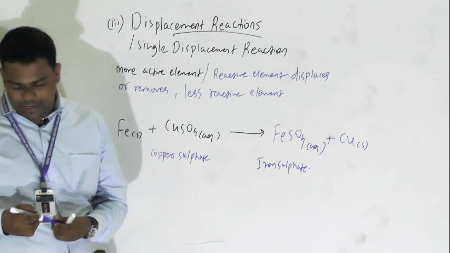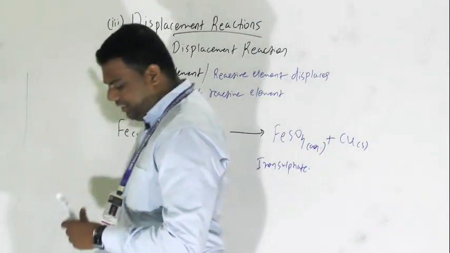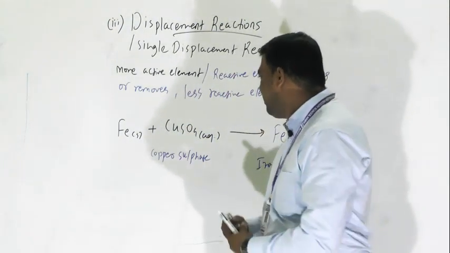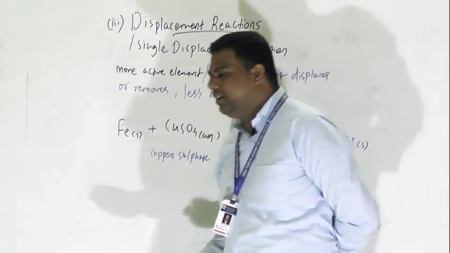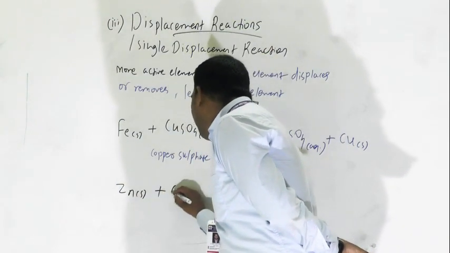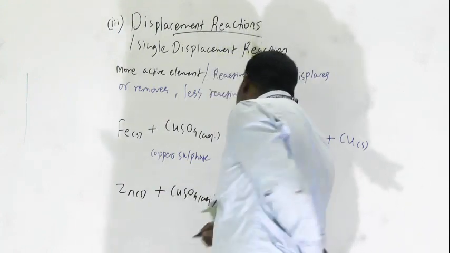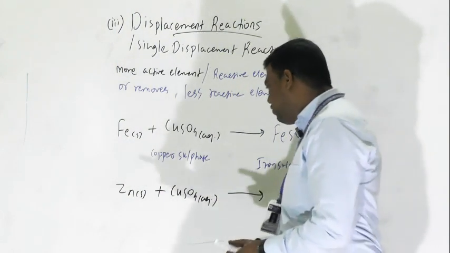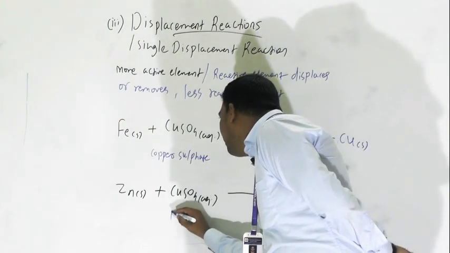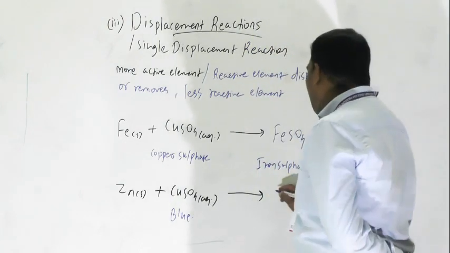So now we will see another example: displacement of copper by zinc. So see here, displacement of copper by zinc. Your zinc solid plus CuSO4 aqueous. So what will you get? Basically this CuSO4 color is blue. Okay, copper sulfate is blue in color. So what will you get?